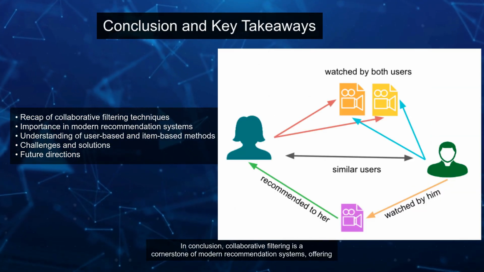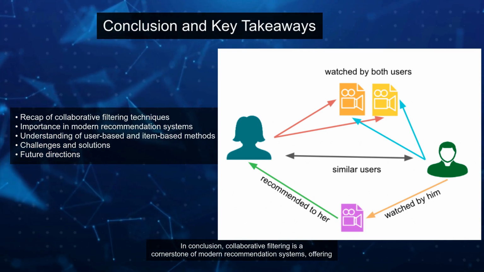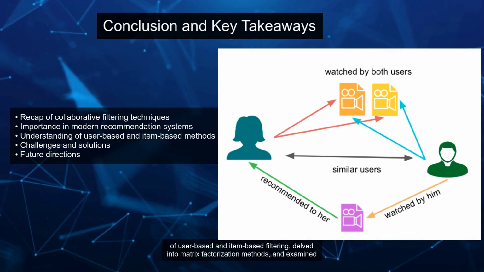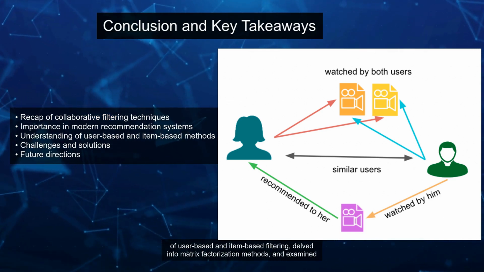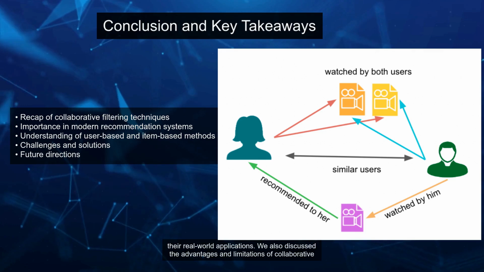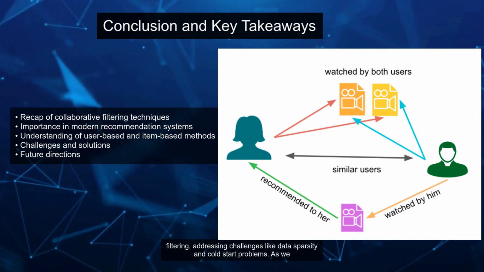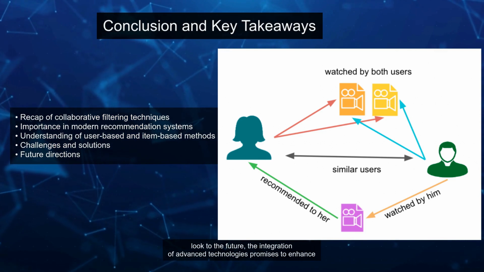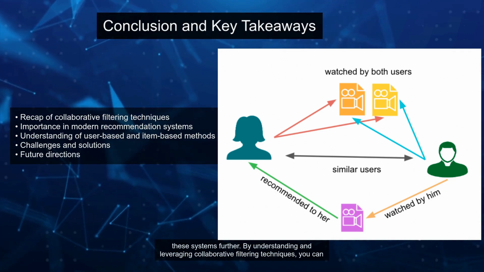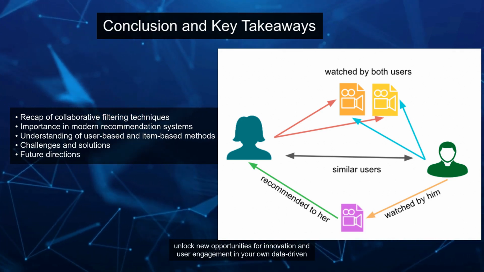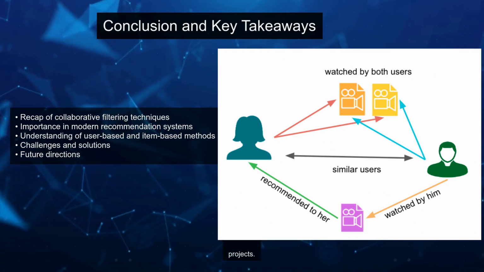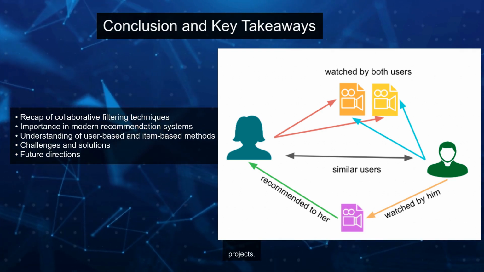In conclusion, collaborative filtering is a cornerstone of modern recommendation systems, offering personalized experiences across various domains. Through this video, we explored the intricacies of user-based and item-based filtering, delved into matrix factorization methods, and examined their real-world applications. We also discussed the advantages and limitations of collaborative filtering, addressing challenges like data sparsity and cold start problems. As we look to the future, the integration of advanced technologies promises to enhance these systems further. By understanding and leveraging collaborative filtering techniques, you can unlock new opportunities for innovation and user engagement in your own data-driven projects.